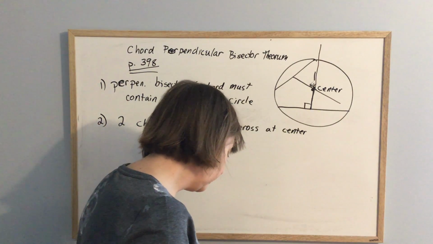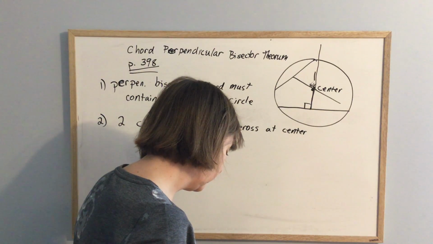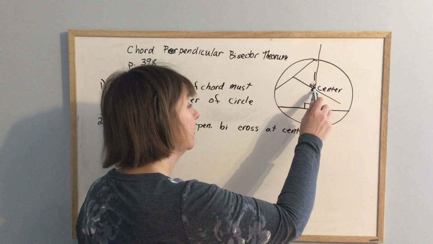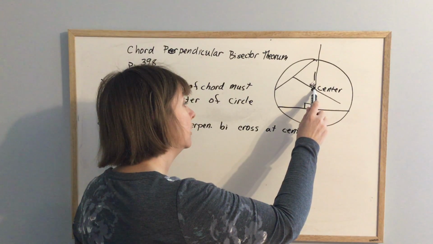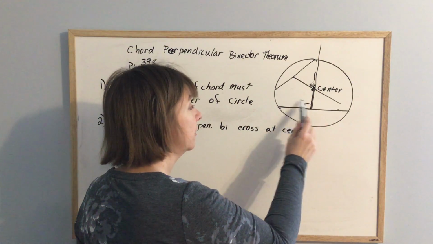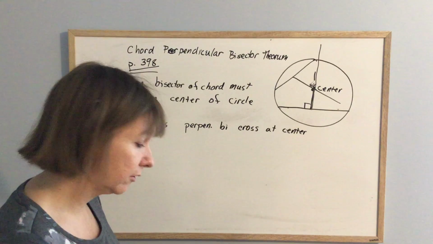The last one says the line segment joining the center of a circle and the midpoint of a chord is perpendicular. In other words, if I have the center and I draw a line and I cut this one in half, then it's automatically perpendicular. It's just sort of the opposite of what I just said.